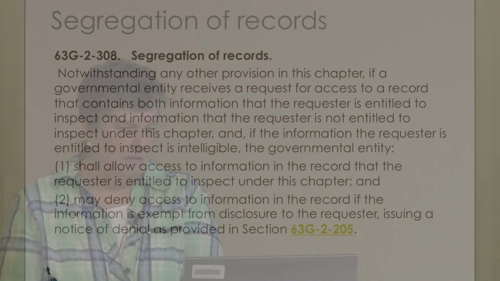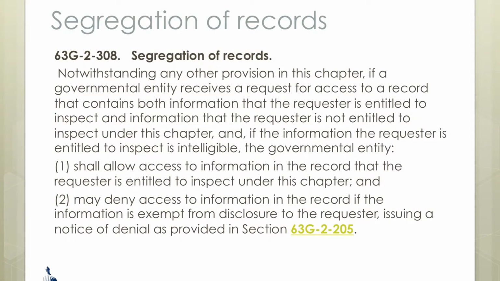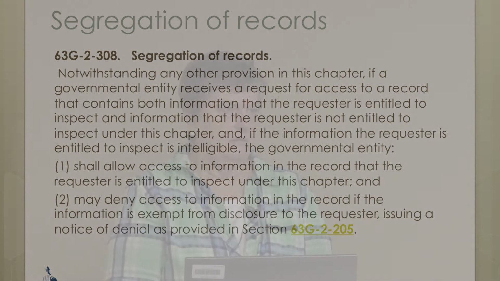Section 308 deals with segregation of records. Notwithstanding any other provision in this chapter, if a governmental entity receives a request for access to a record that contains both information the requester is entitled to inspect and information the requester is not entitled to inspect, then the agency is to show or provide access to the information that the requester is entitled to, and to deny access to the information the requester is not entitled to.